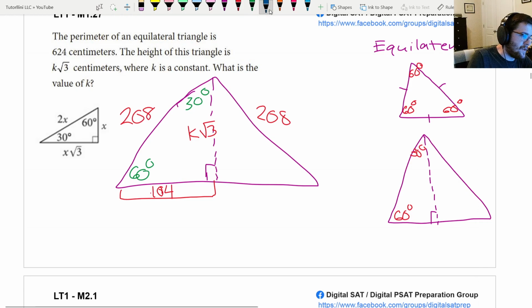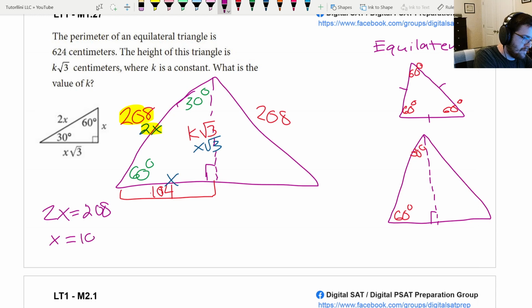Okay, so let's label them. Across from 30, that is x. So I'm going to put an x here. Across from 60, that is x root 3. And across from 90, that is 2x. Okay, so use whichever one you want. Why don't I do this one? So 2x is equal to 208. Divide both sides by 2. And we get x equals 104. So everywhere you go, x is 104.